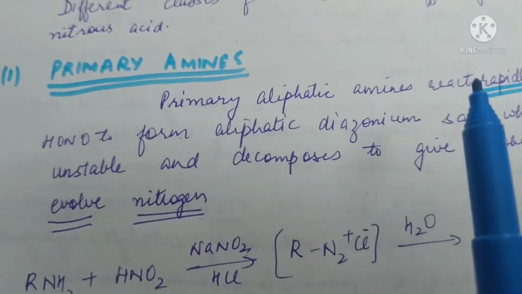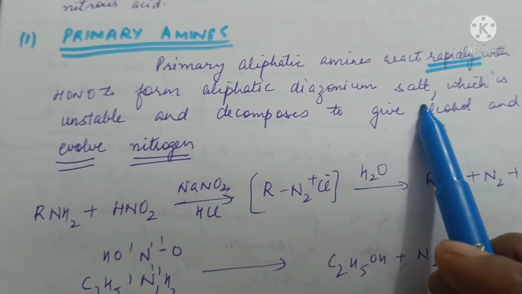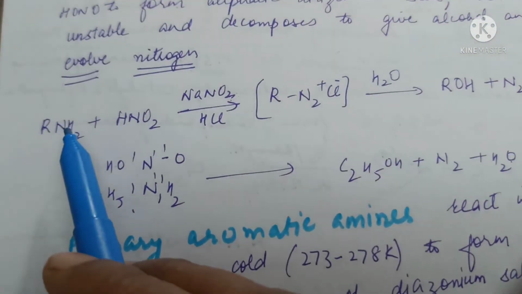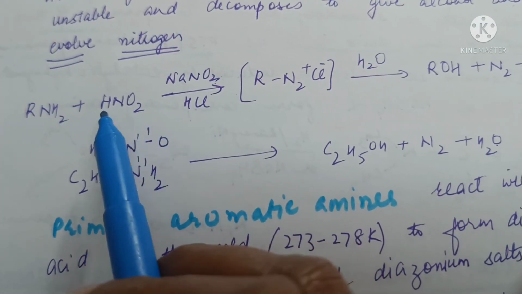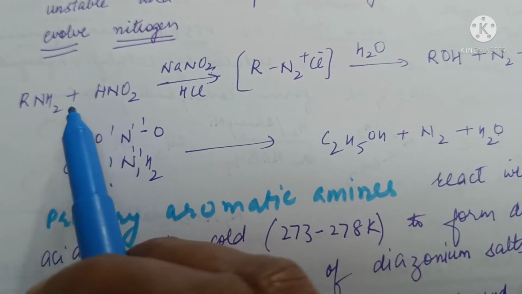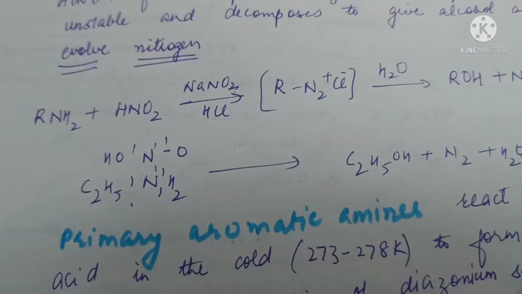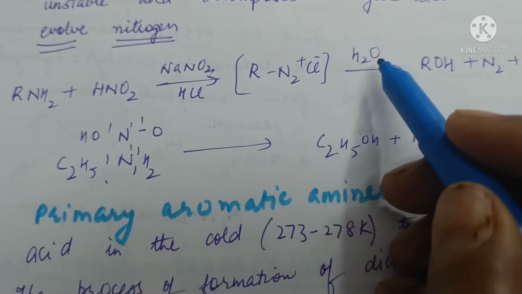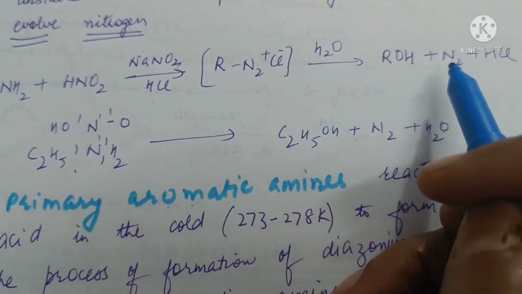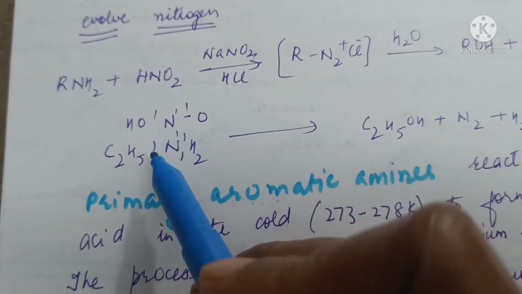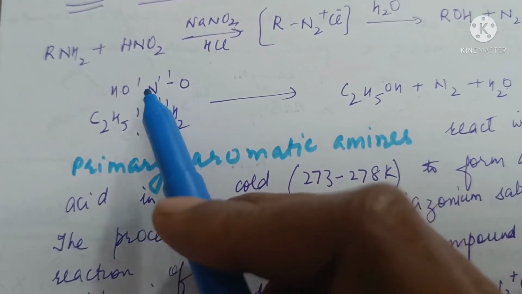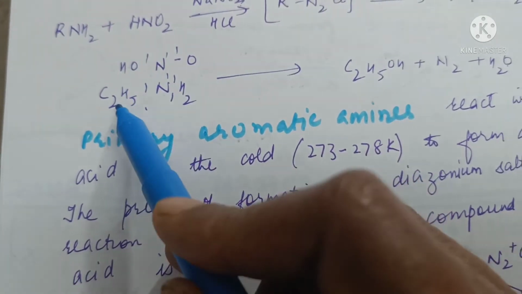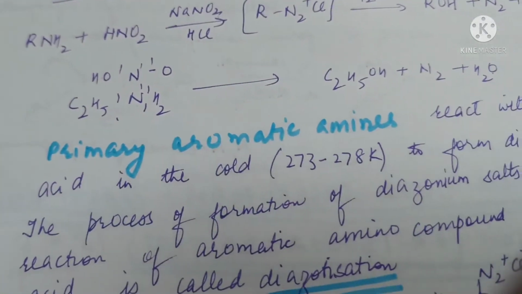Primary amines will react with nitrous acid to form aliphatic diazonium salt, which is unstable and decomposes to give alcohol and evolve nitrogen. So RNH2 plus HNO2 will form RN2+ Cl-, alkyl diazonium chloride. This will, in the presence of water, form alcohol, and nitrogen is given off and HCl is formed. We can also write this reaction as C2H5NH2 plus HONO: N and N combine to form nitrogen, OH combines with C2H5 to form alcohol, and H2 combines with oxygen to form water.